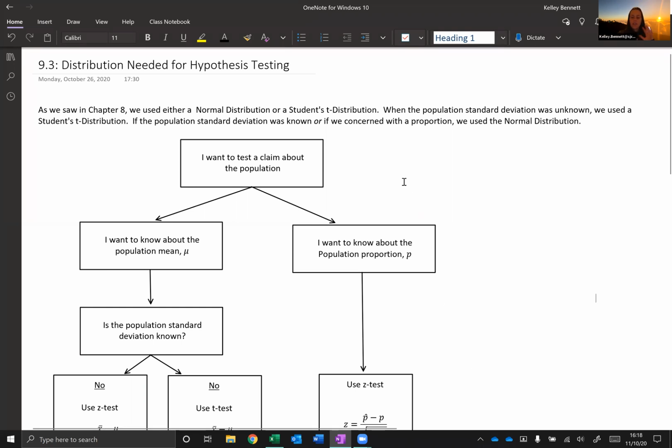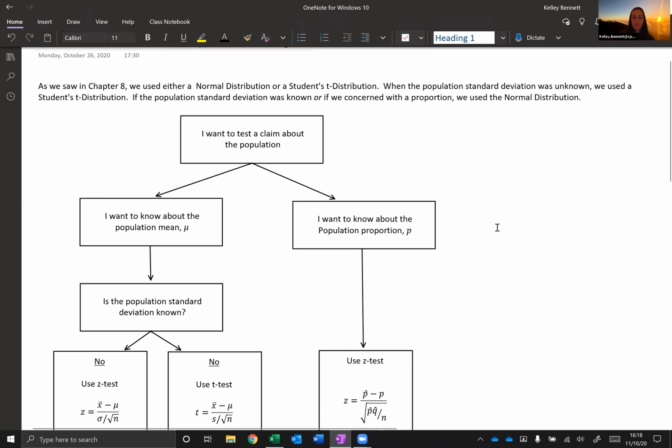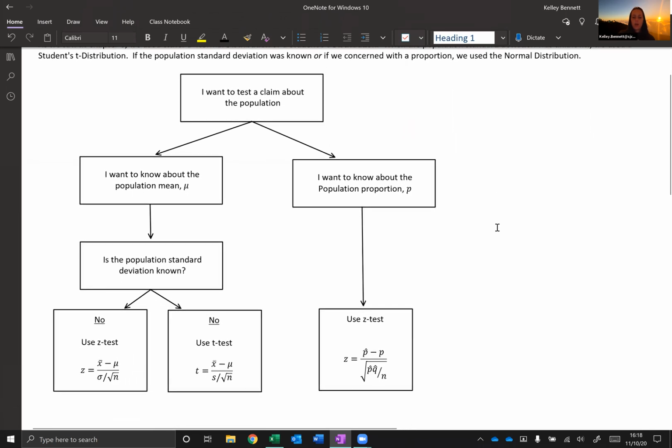So we always started with our population and what did we want to know about it? What did we want to say about it? Well, we either wanted to talk about the mean, mu, so that's going down the left side here, or we wanted to talk about the proportion, p, and that would be going down the right side. So let's start with proportion. If we wanted to know the population proportion, we would always use the normal distribution where we would get Z alpha and we would compute our standard error and all those things. But that all came from a normal sampling distribution.